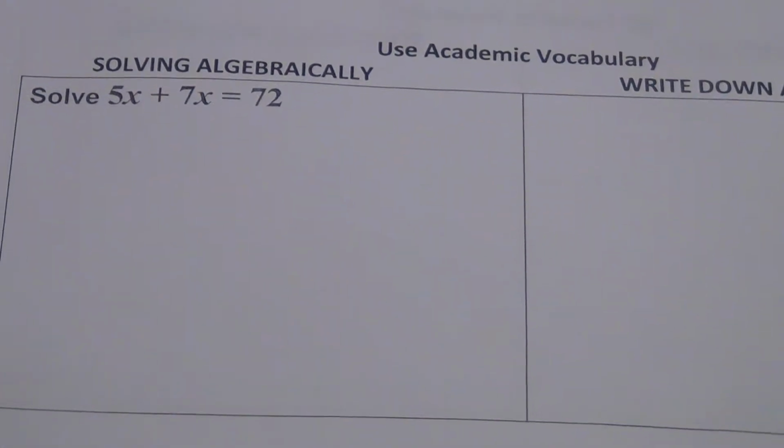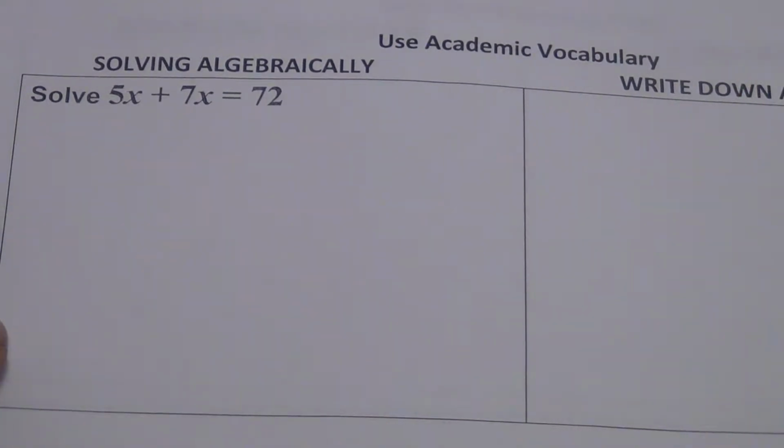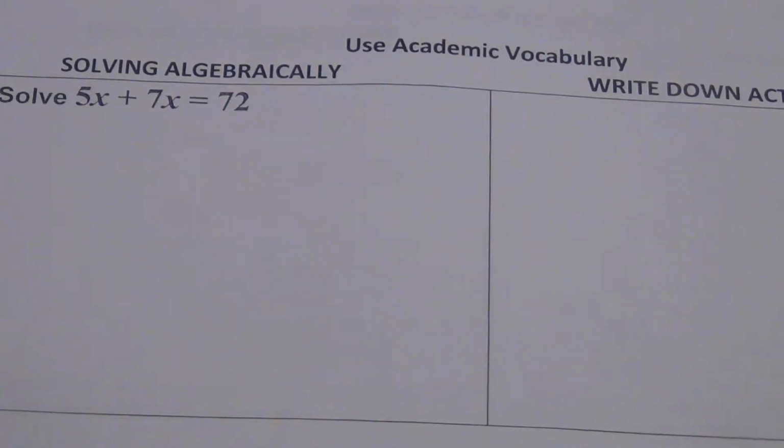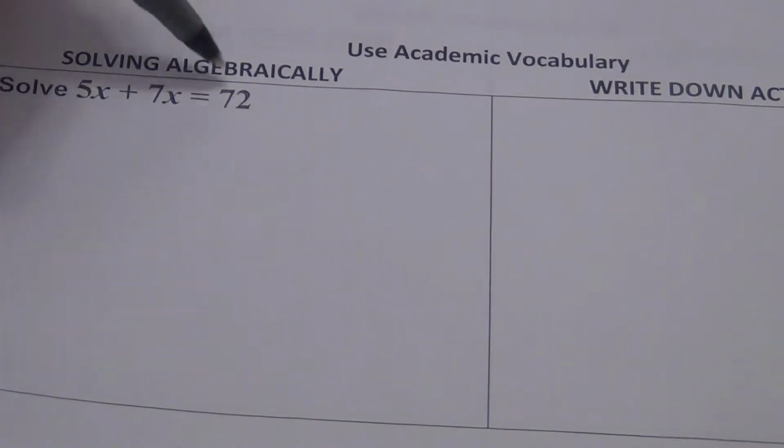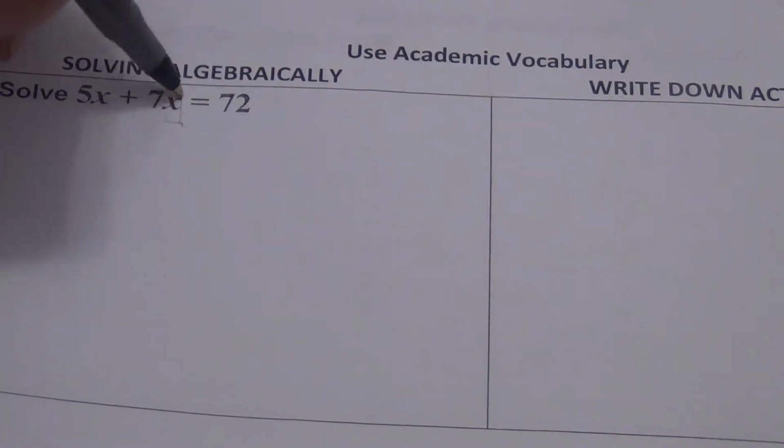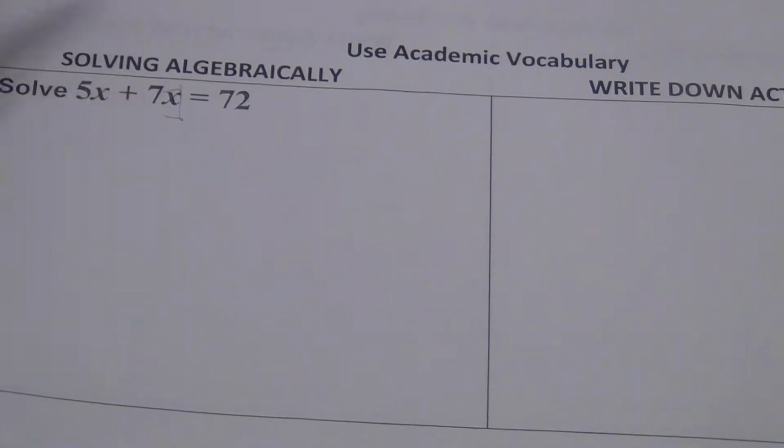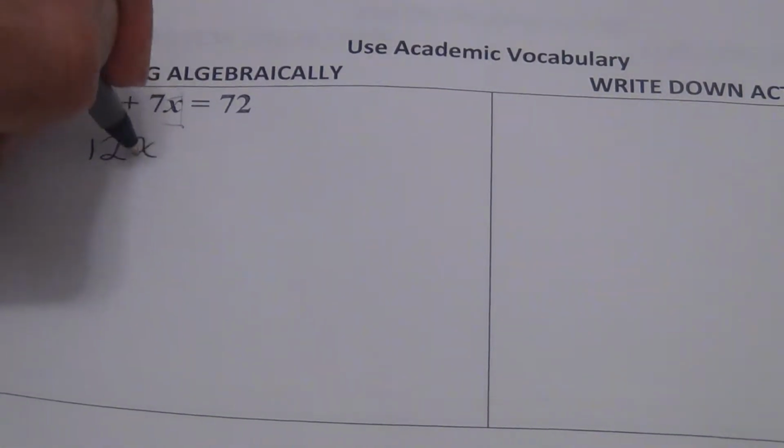All right, so let's see now. What you write in here is your action plan. So I start with, do I have distributive property? No. Do I have fractions? No. Do I have like terms on the same side of the equation? Yes, 5x and 7x. So I'm gonna combine them so they become 12x.